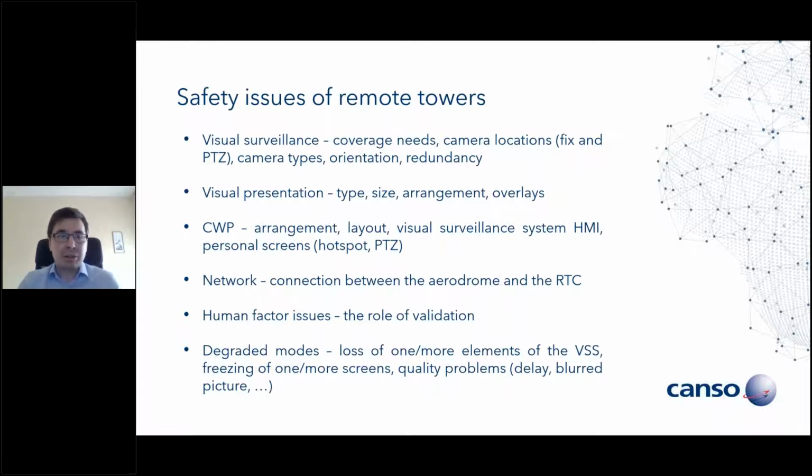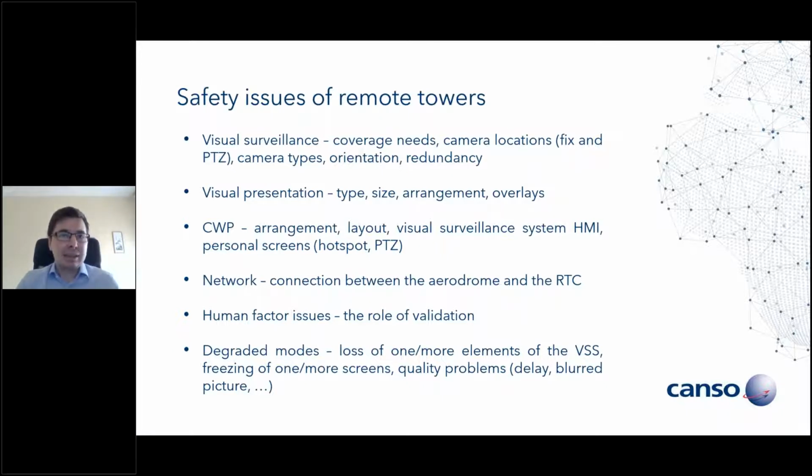And the network, which is also very interesting because remote towers are usually not located within the airport, but can be located very far, hundreds of kilometers away, which adds extra network connections, extra interfaces, which should be evaluated. Software safety aspects of visual surveillance system software are also an interesting part of the assessment.